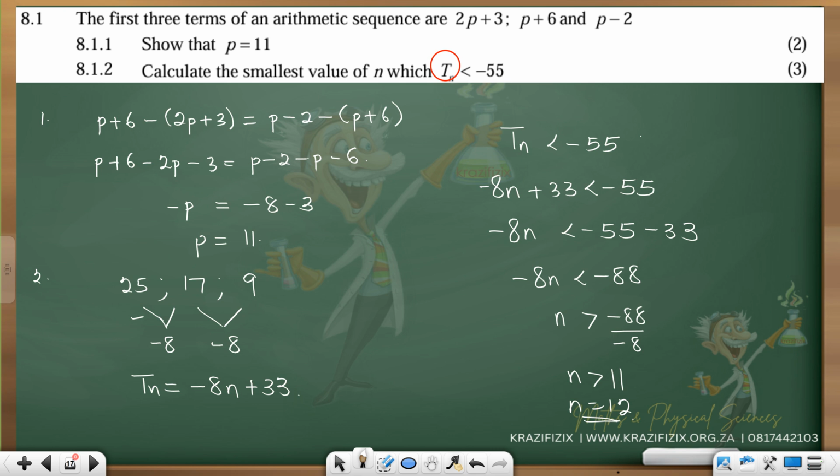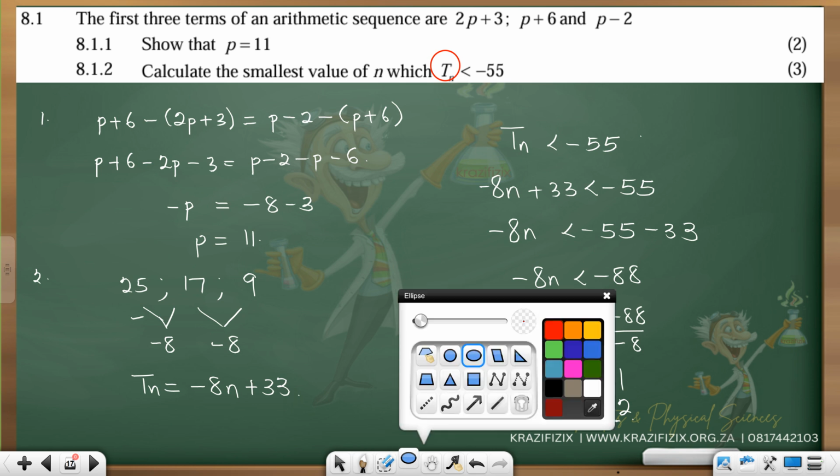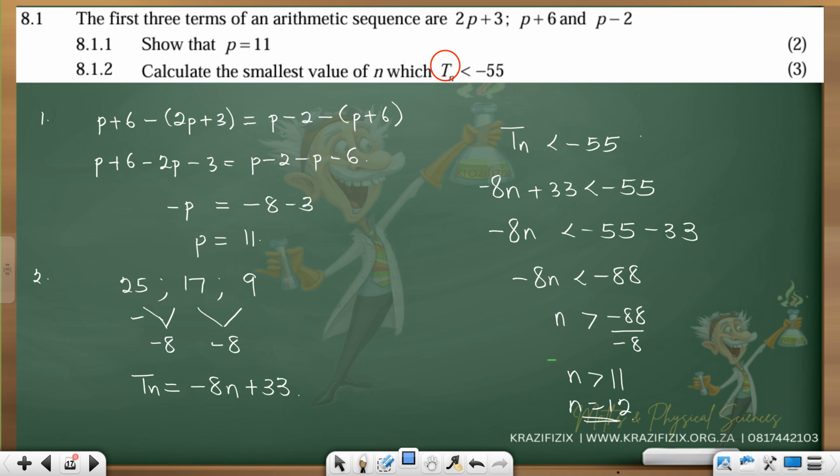What do you mean by the smallest value of n is 12? Okay, the examiner says, calculate the smallest value of n for which Tn would be less than negative 55. So are you okay with all the calculations so far? Yes, sir. All right, look at this instruction. What does that tell you? That n is greater than 11. Good. And your n must be an integer. So what's the integer number greater than 11? Oh. That's it. Okay.